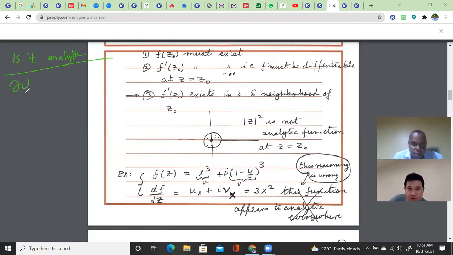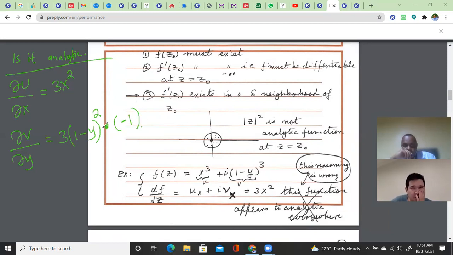So what is du dx? 3x squared. What is dv dy? 3 times (1 minus y) squared. They're not equal. Multiplied by -1, right?